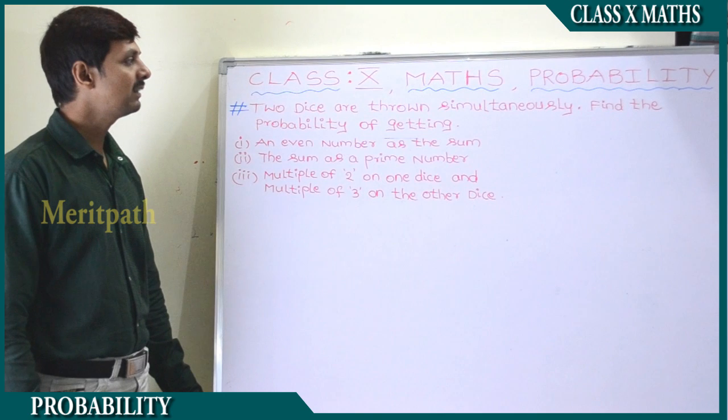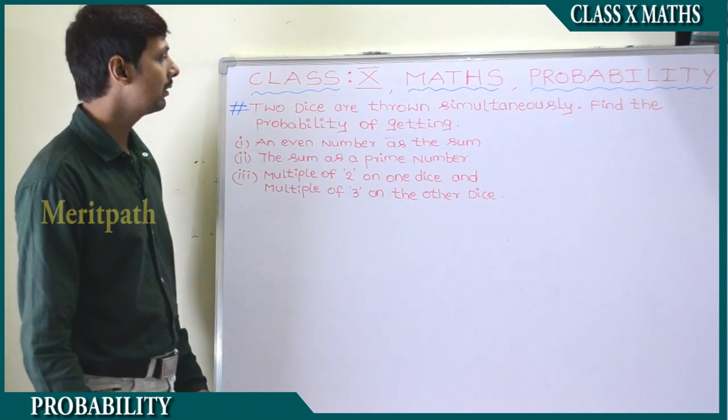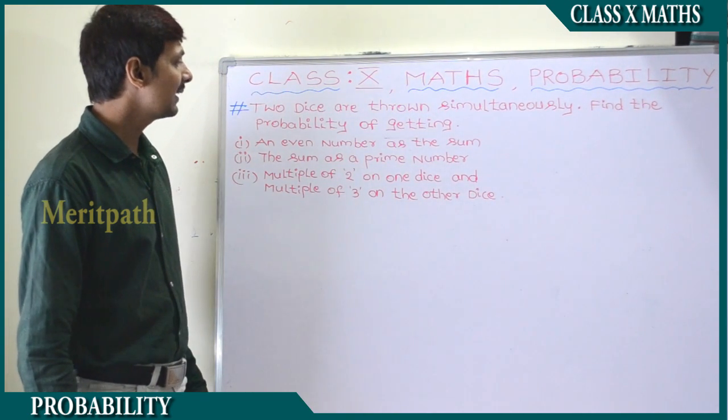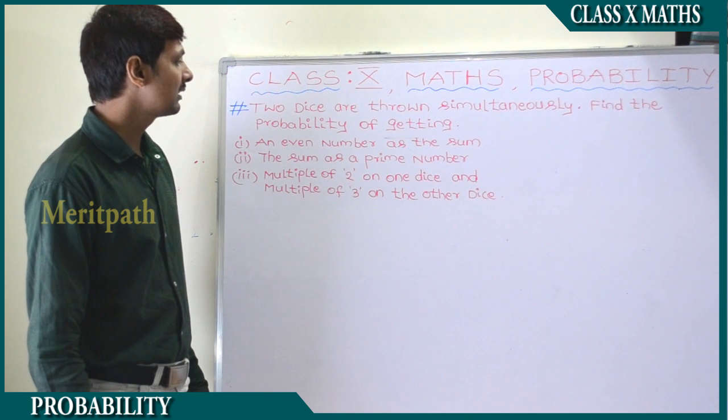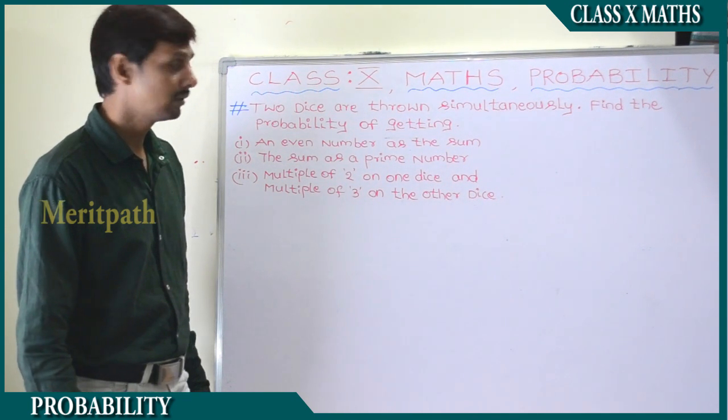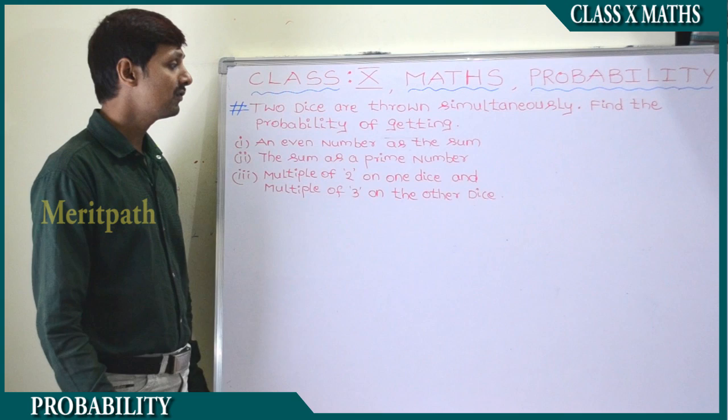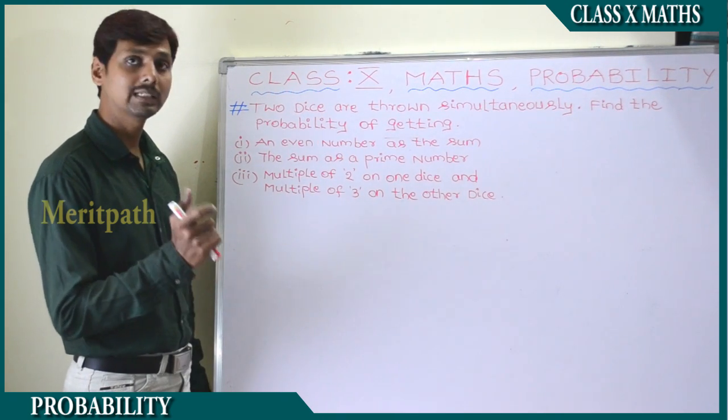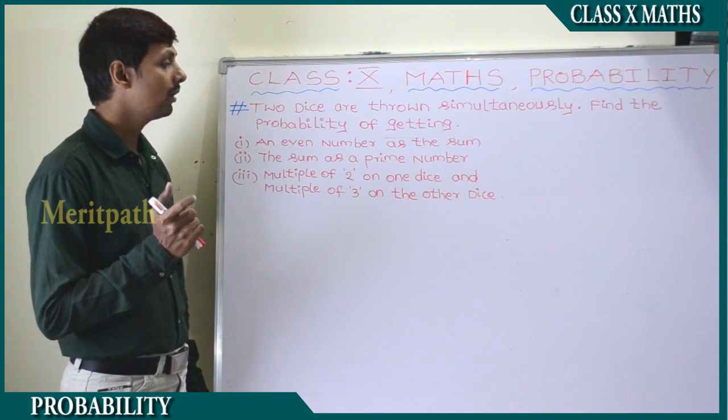Two dice are thrown simultaneously. Find the probability of getting an even number as a sum, the sum being a prime number, a multiple of 2 on one dice, and a multiple of 3 on the other dice.